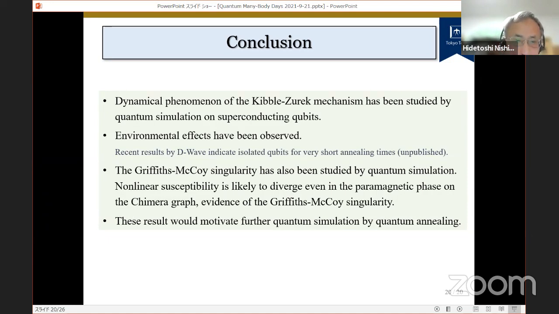And we also carried out quantum simulation on the Griffiths-McCoy singularity. And we have evidence that nonlinear susceptibility is likely to diverge even in the paramagnetic phase. So these results of ours and others would motivate further quantum simulation by quantum annealing in the near future.